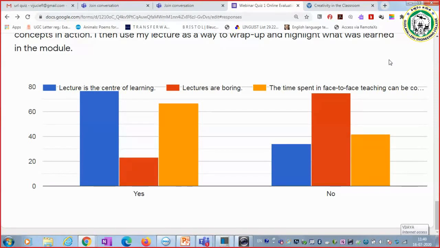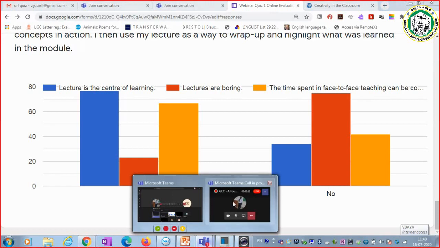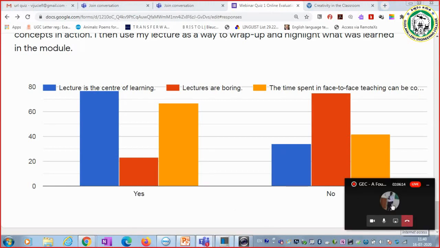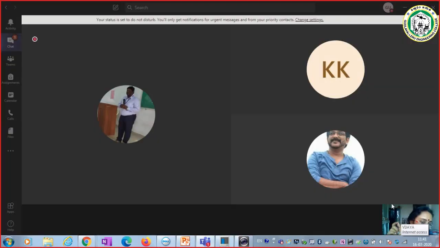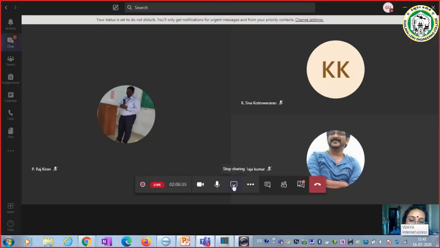Majority people think that lecture is the center of learning. This is very interesting. It's equally interesting to see that people are saying lectures are boring. So it is time for all of us to sit up and notice these responses and actually think about this fact that has been revealed through this quiz, that a lot of people do believe that lectures are boring, and lectures ideally should not be the center of learning. They should be an aid to learning, not the center of learning. So thank you very much.